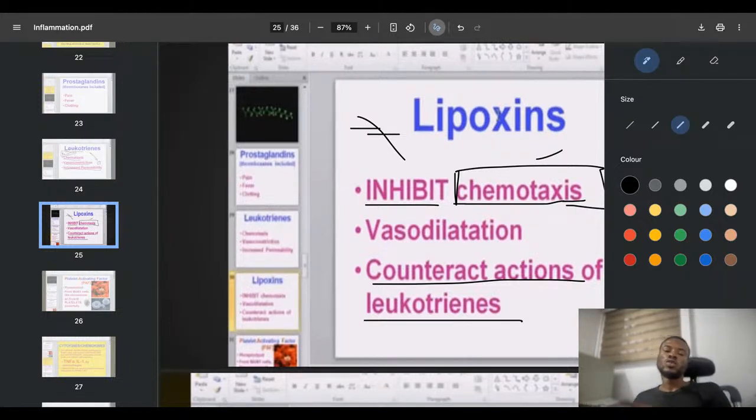Because mind you, when these neutrophils come to the site of inflammation, they are not only killing bacteria or removing necrotic cells, their action also causes collateral damage to other standby normal cells. Okay.